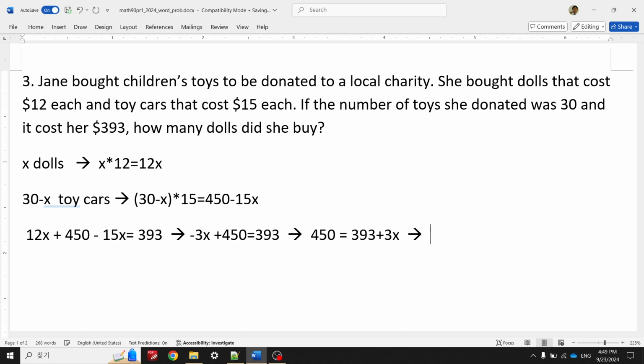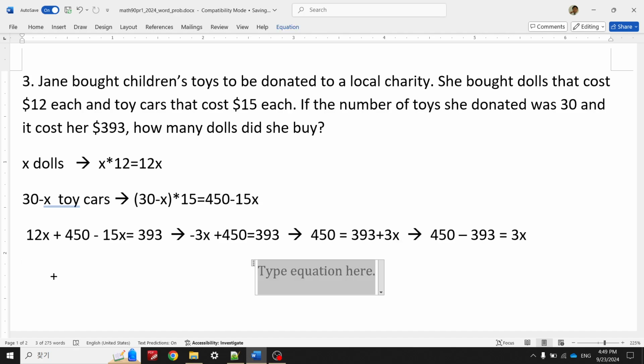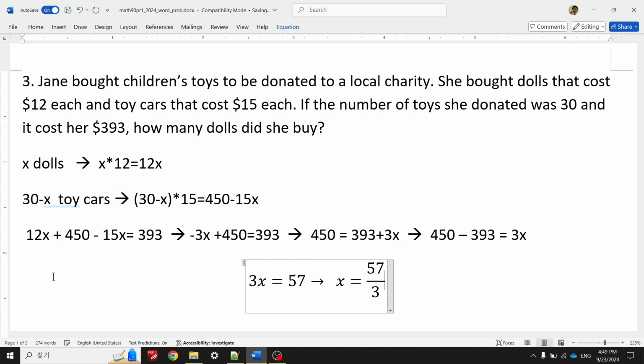Subtract 393 from both sides, and what do you get? 450 minus 393, what's that? 57. So you have 3x equals 57. And therefore you get x equals 57 divided by 3, which turns out to be 19. So you must have bought 19 dolls. How many toy cars then? 11. You're done. Okay, so that's how you solve it.